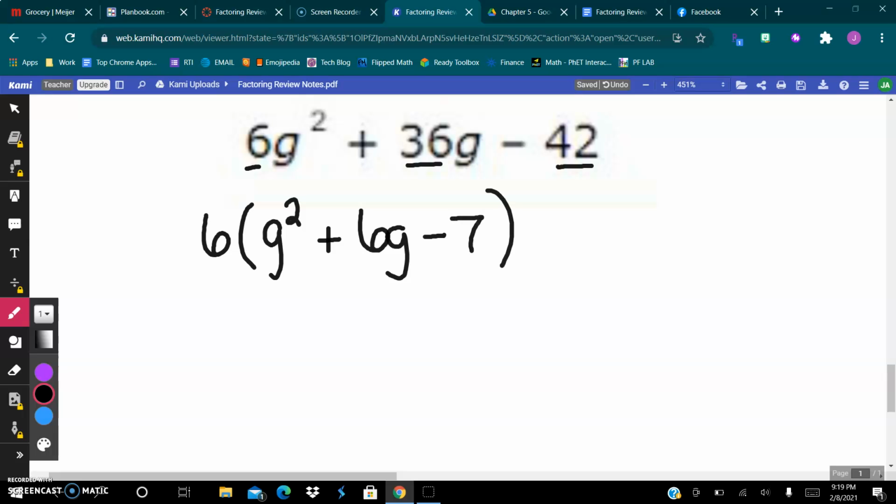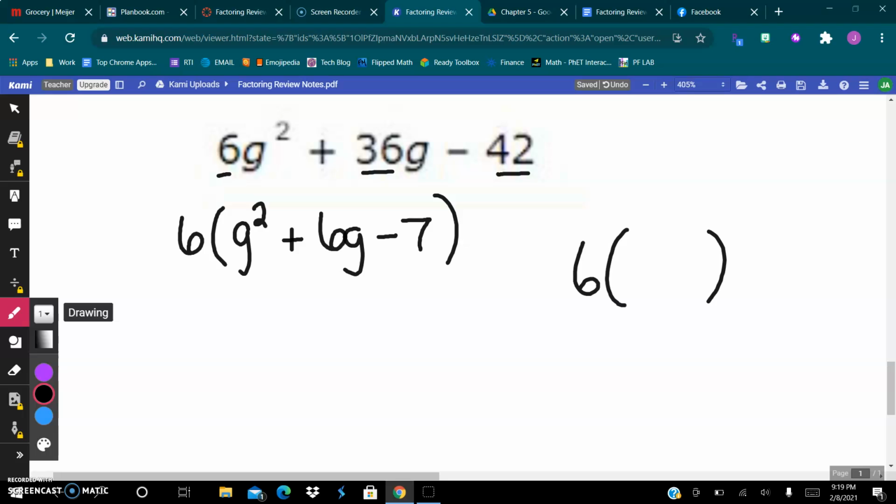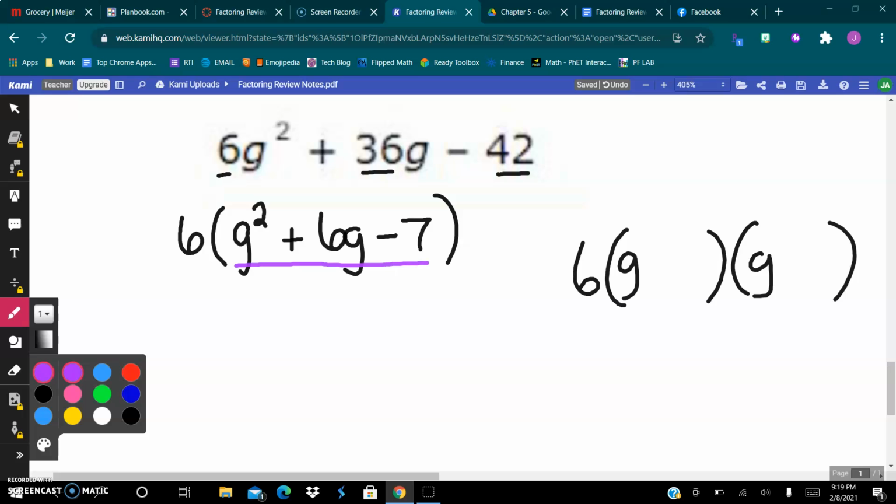So now, when I write my answer, I'm going to have a 6 out front of my two sets of parentheses. And g is always first there, our variable. So now, just looking at what's inside the parentheses here, we can do what times what is -7 that adds together to be 6, because we don't have that coefficient, that a, in front of the g squared. So what can we multiply together to be -7?